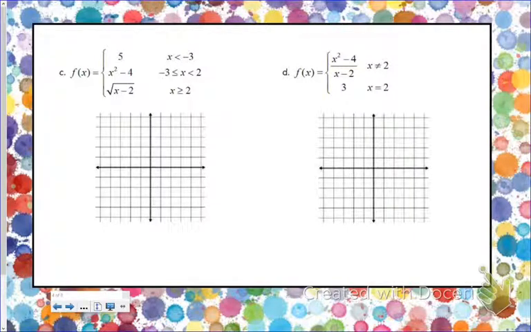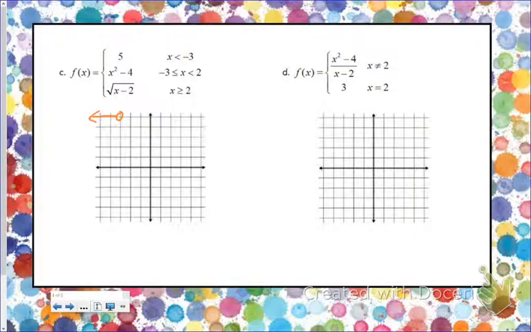All right, so let's look at C. So when x is less than -3, I'm graphing the line y equals 5. y equals 5 is just a horizontal line at 5. So I go to the x value of -3. It's going to be an open circle. And I'm going everything that is less than.